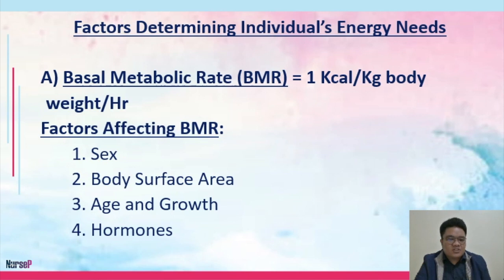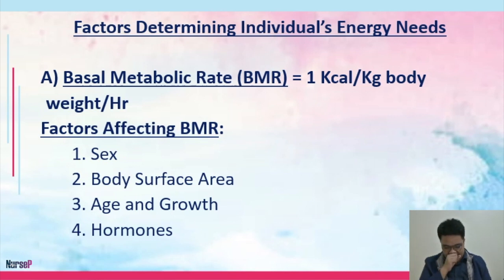Now, there are different factors that may determine an individual's energy needs. One is your basic or basal metabolic rate, or your BMR. Your BMR is 1 kilocalorie per kilogram of body weight per hour. Okay, this is our basal metabolic rate. 1 kilocalorie per kilogram of body weight per hour. So what do I mean by that? Looking at that simple equation, whenever your patient's weight increases, what do you think happens to the basal metabolic rate? With a weight increase, you would expect that the basal metabolic rate would also increase.